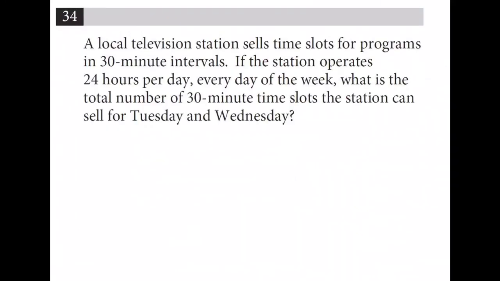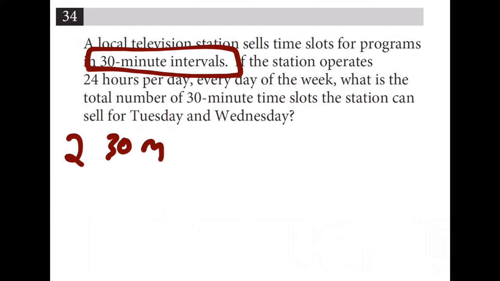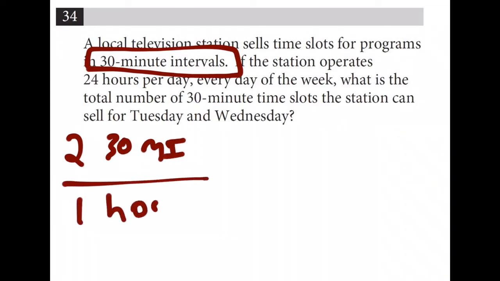Number 34. A local television station sells time slots for programs in 30-minute intervals. If the station operates 24 hours per day, every day of the week, what is the total number of 30-minute time slots the station can sell for Tuesday and Wednesday? So if we sell in 30-minute intervals, how many of those are there in an hour? So there are 2 30-minute intervals per 1 hour.